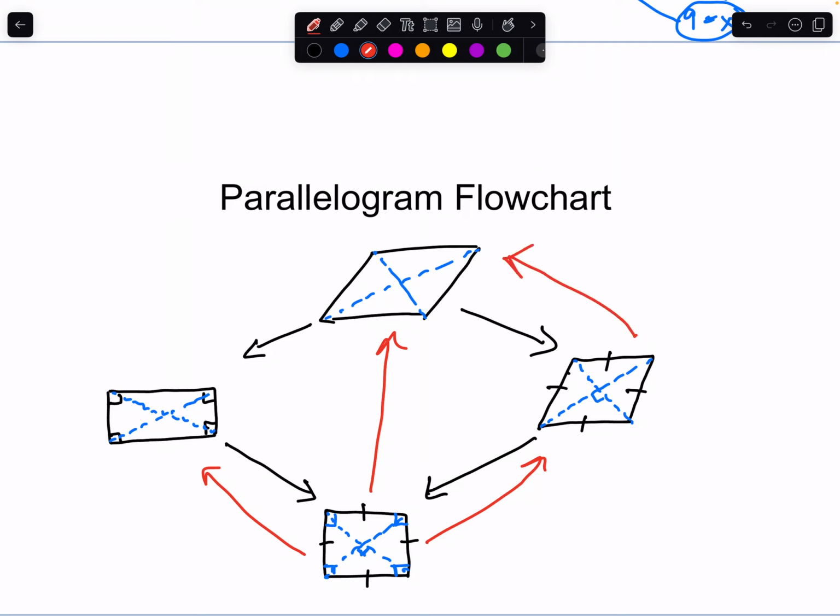But just because it's a parallelogram does not mean that it can be a rhombus, right? A rectangle is a parallelogram. So as long as we're flowing in that direction of these red arrows, we can say a square has the property of a rectangle. The square has the properties of a rhombus. The square has the property of a parallelogram. Go in the upward direction, and all of those properties will flow through it as well.